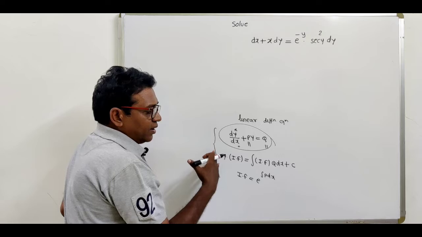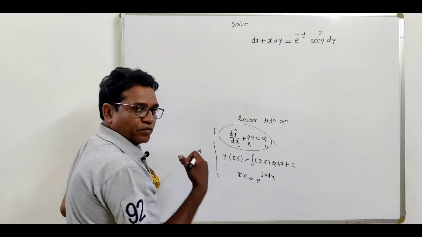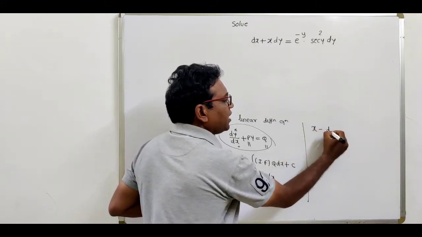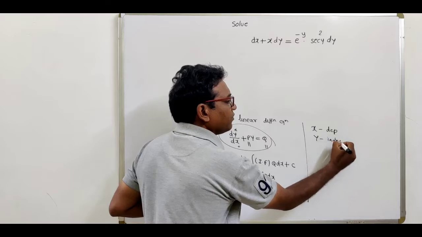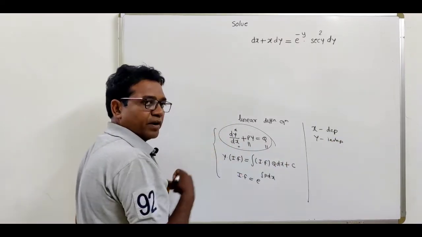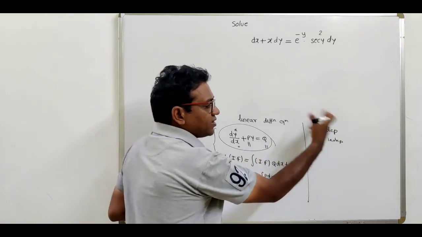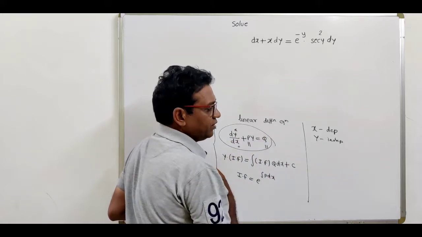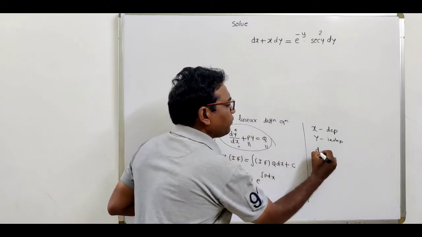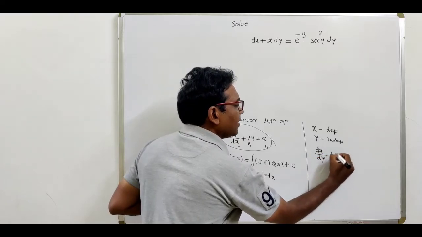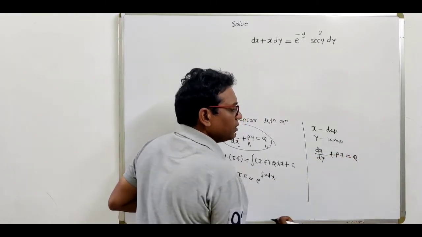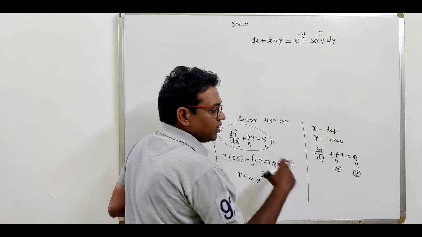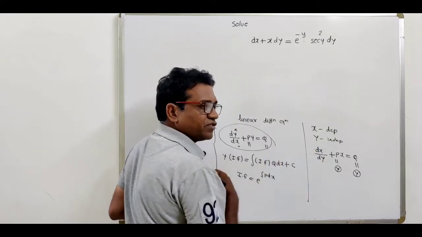Now suppose we reverse these variables. Suppose we take x as a dependent variable and y as an independent variable, just reverse these variables. So if we take x as a dependent variable and y as an independent variable, then what is the definition of linear differential equation? A differential equation of the form dx by dy plus px equal to q, where p and q should be functions of y alone. This is called a linear differential equation.